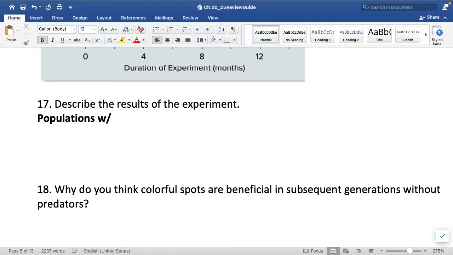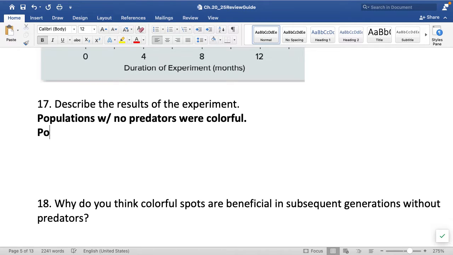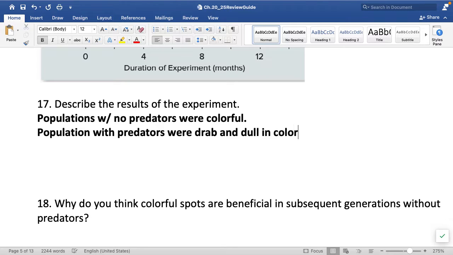So populations with no predators were colorful. That's caveman enough. Populations with predators were drab and dull in color.